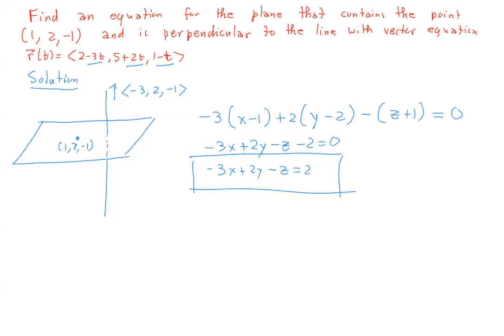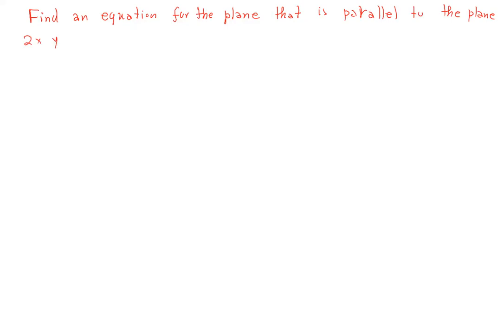Okay, let's look at another situation. Find an equation for a plane, or for the plane, that is parallel to the plane 2x minus y plus z is equal to 1 and contains the point (1, 2, 3).